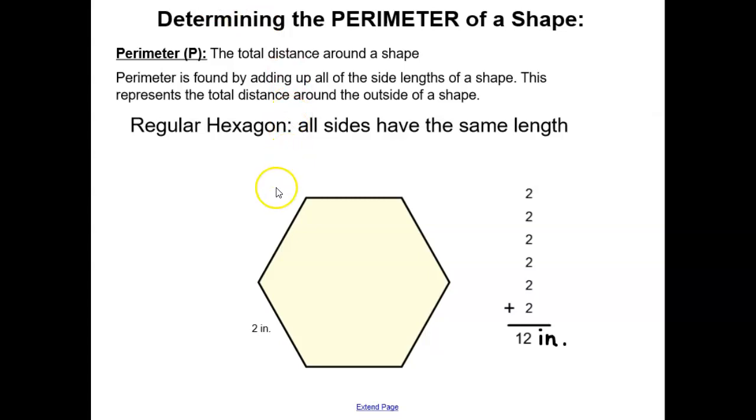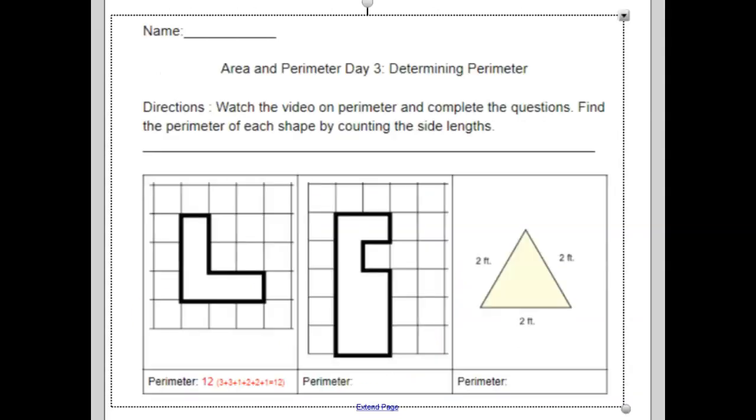The total perimeter of this hexagon is 12 inches because we very carefully add each side length together to find the total distance of all of the side lengths, which tells us the total perimeter, because perimeter accounts for just the total distance around the edge of a shape.